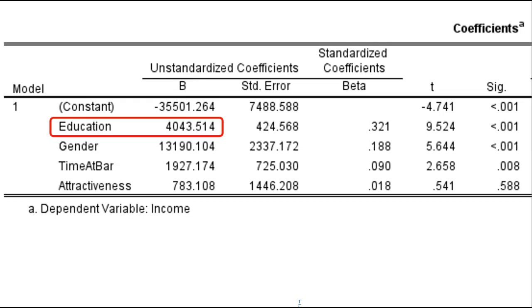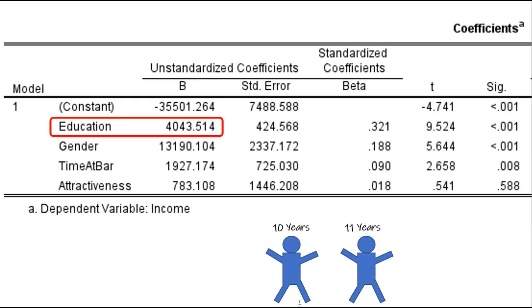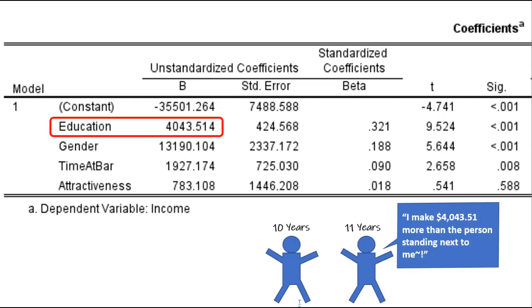Now, here's a slightly different but much easier to understand way of interpreting the same coefficient. Now, pick two persons in the data. One person has 10 years of schooling, and the other has 11 years of schooling. So assuming everything else is the same about these two individuals, and we assume that the only difference between them is that 1 year difference in schooling, the difference in income between these two individuals then is $4,043.51, with the person that has one more year of schooling making that much more money compared to the person with one less schooling.